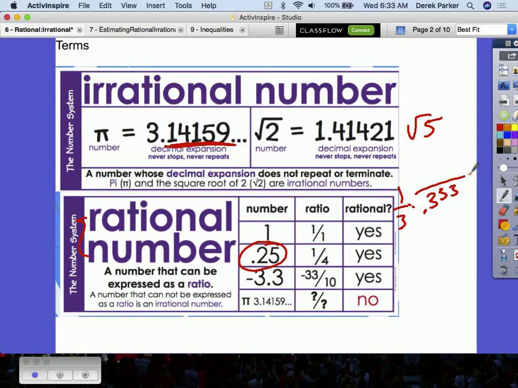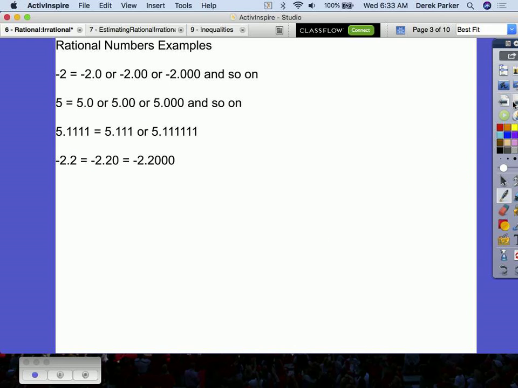Any number that cannot be written as a fraction, for example, pi, which cannot be written as a fraction, is considered an irrational number.